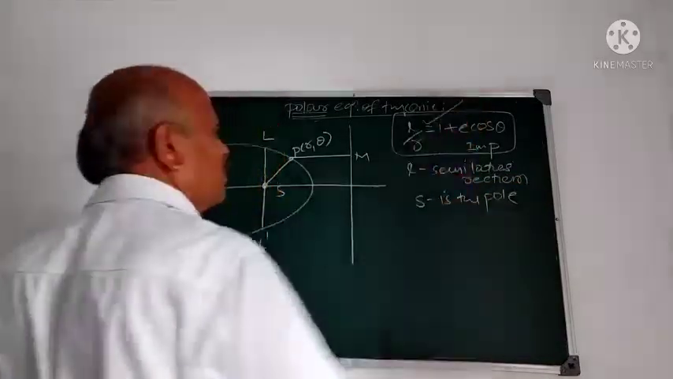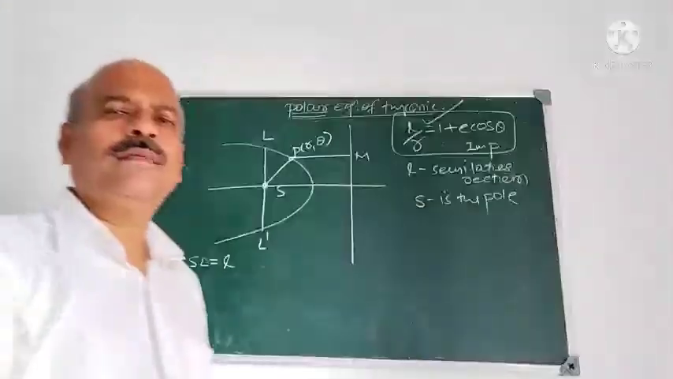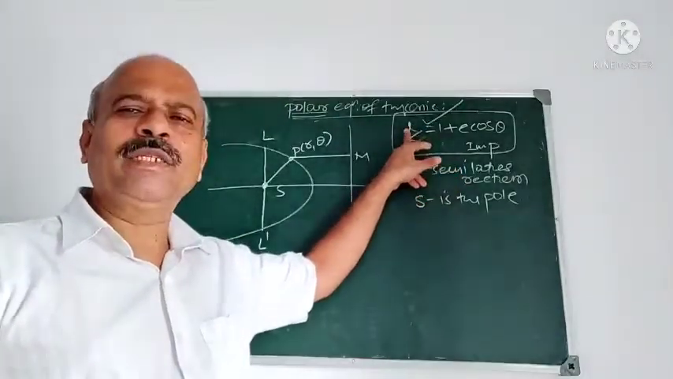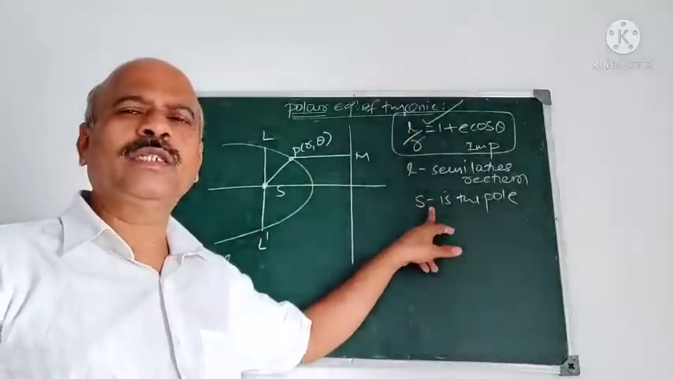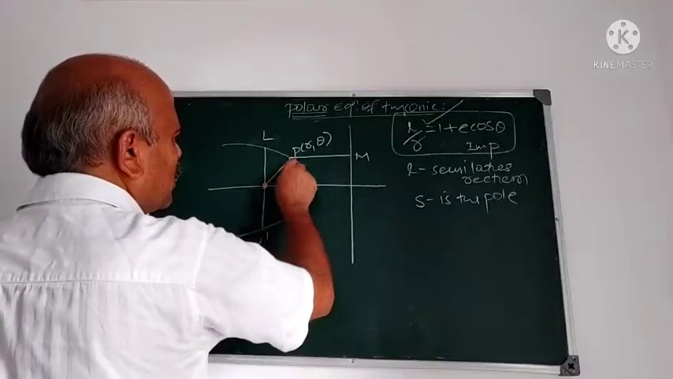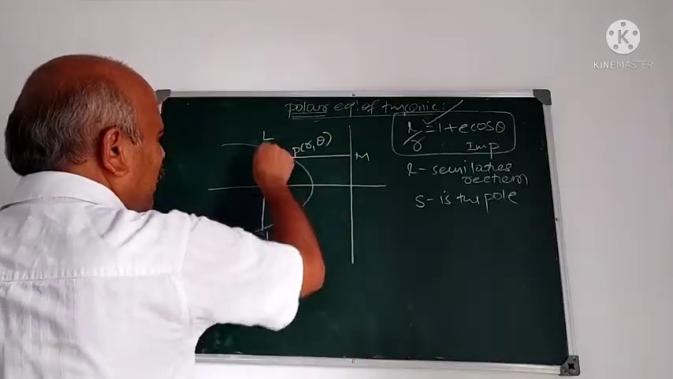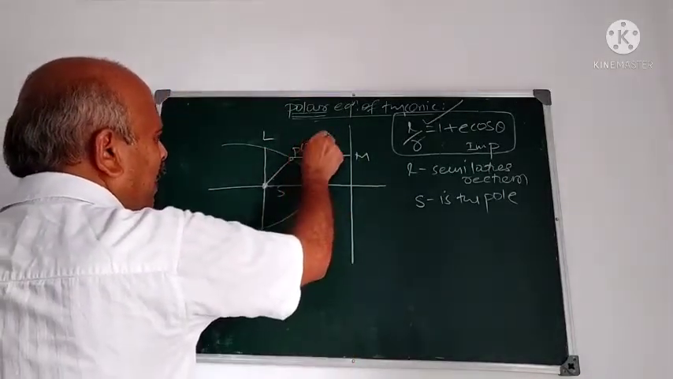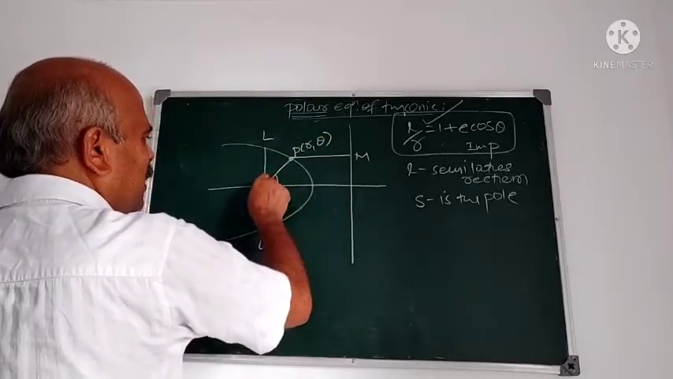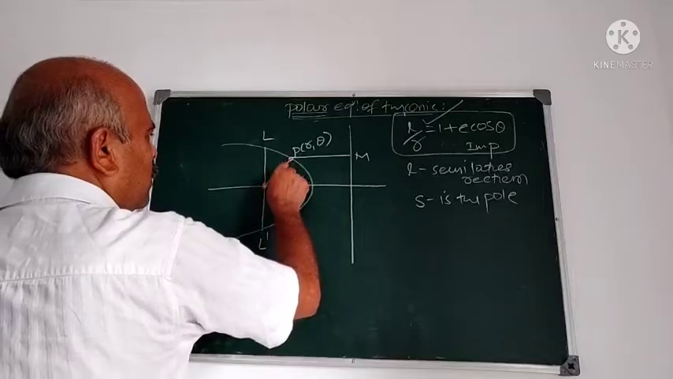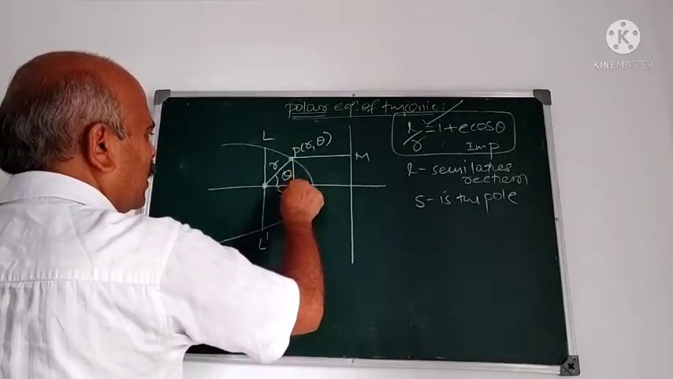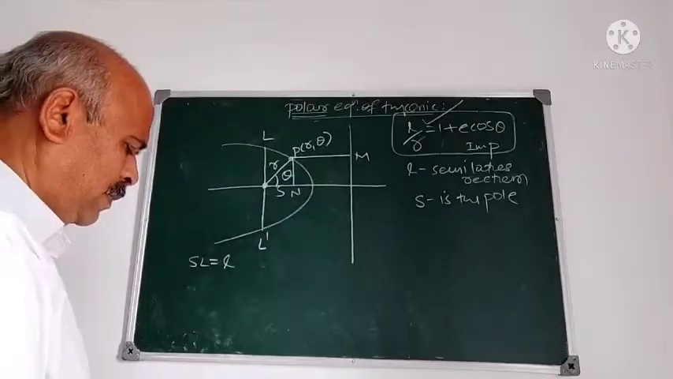This equation is the polar equation of the conic section whose semi-latus rectum is L and focus is S. Now, S is the focus, this is the directrix, L dash is the latus rectum, P(R, theta) is any point. By the definition of polar coordinates, if you take S as the pole, this is theta and this is R, and we draw the perpendicular here, N. Correct? Perpendicular N.